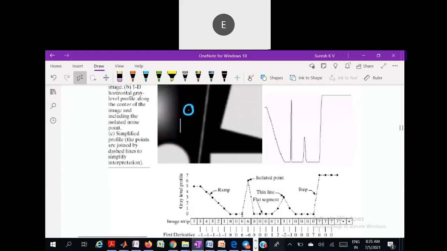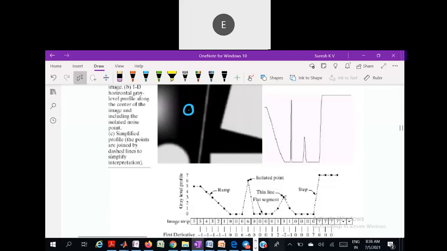Then it is constant at 0. Then it increases suddenly to 5 back. So this is that isolated point. Again come back to 0. Then it is constant. Then you have okay, rooftop type of it. That means it first increases to 1 and then it increases to 3. Again it comes back to 3.